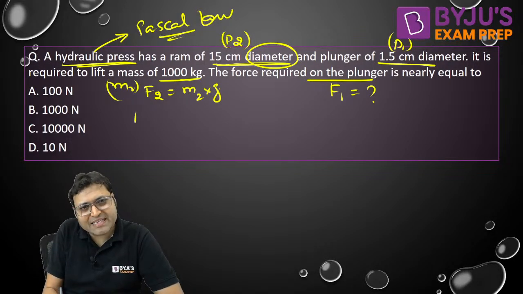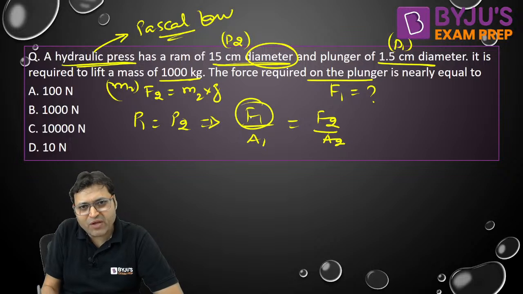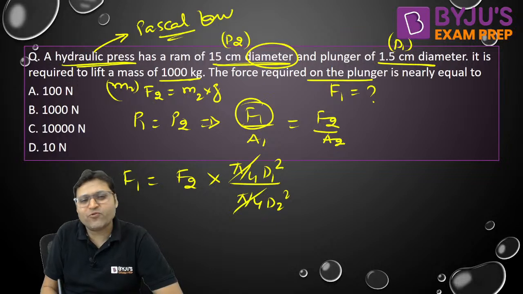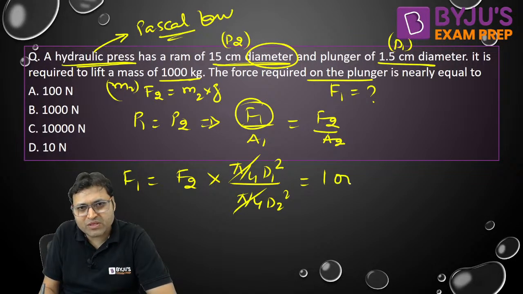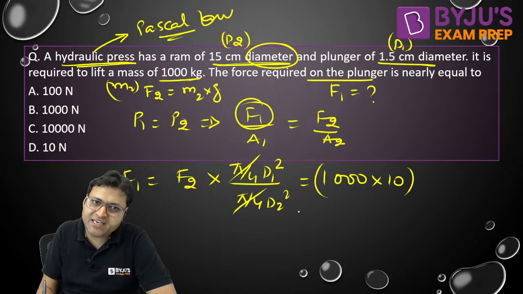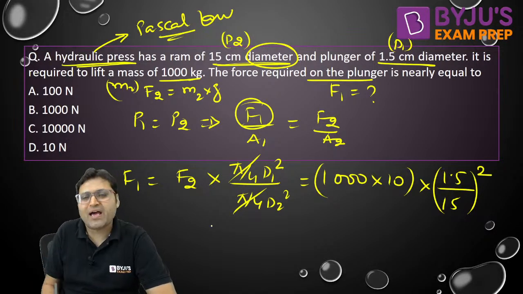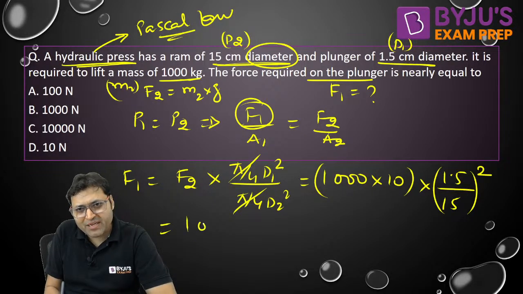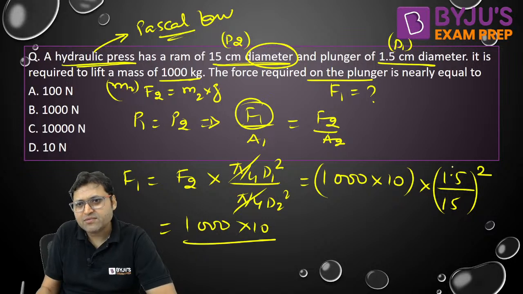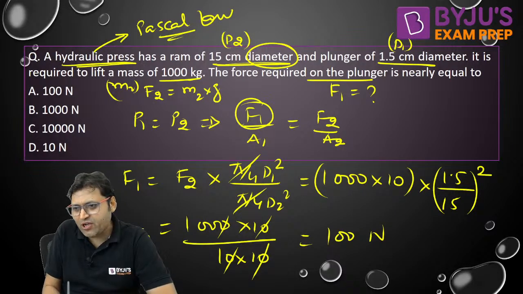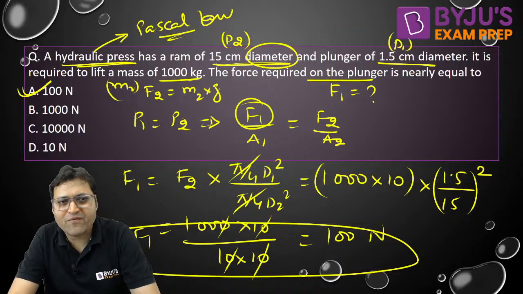According to Pascal's law, we can say P1 is equal to P2. That implies F1 by A1 is equal to F2 by A2. The question is to find F1. So F1 is equal to F2 into A1, that is pi by 4 D1 square, upon A2, pi by 4 D2 square. Pi by 4 gets cancelled out. So F1 is equal to M2 into G into D1 1.5 upon D2 15 centimeter, squared. That will be 1000 into 10 upon 10 into 10. Yes or no? The 10 gets cancelled out. This 100 Newton will be the value of F1. 100 Newton should be the value of F1.